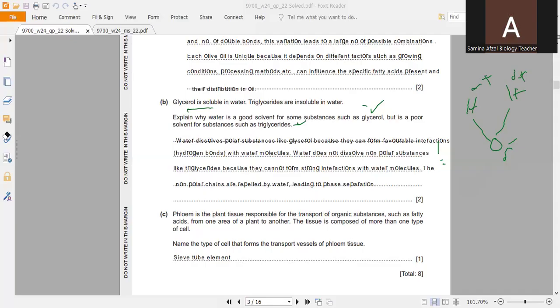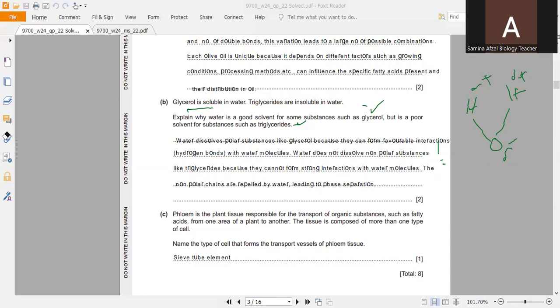Glycerol is also a polar molecule. It has three hydroxyl groups which are polar due to the oxygen-hydrogen bonds. These polar hydroxyl groups can form hydrogen bonds with water molecules, allowing glycerol to dissolve readily.